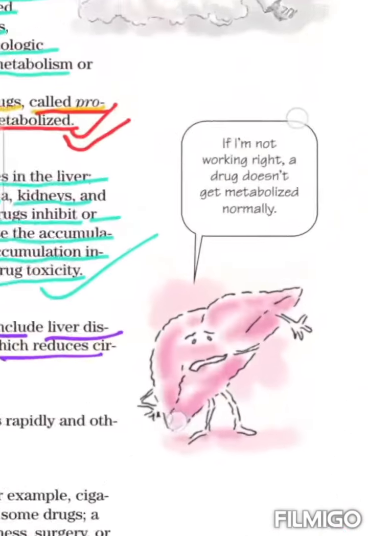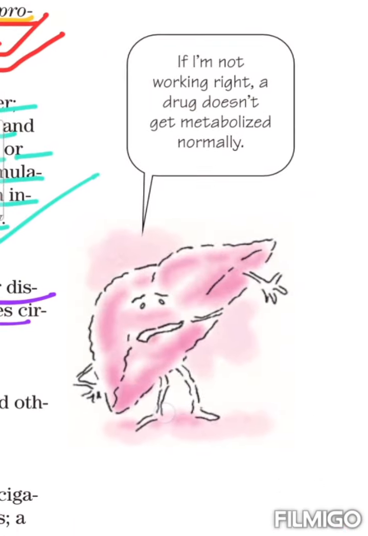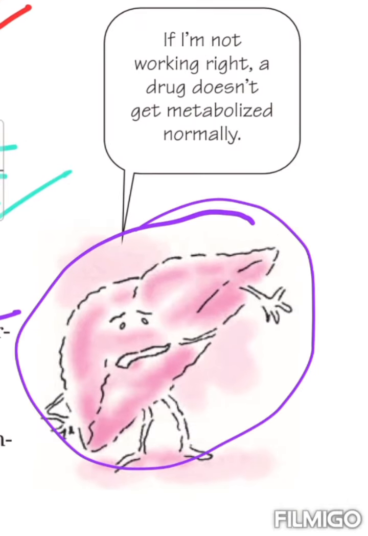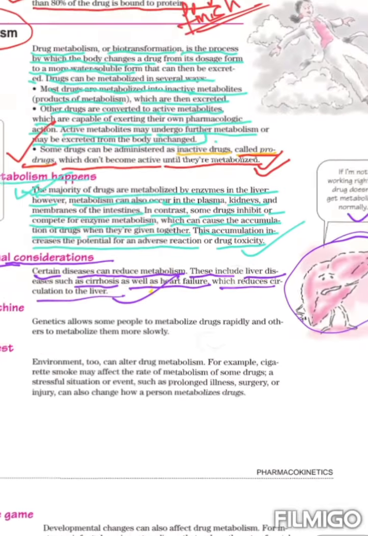Why? I'll show you this diagram. Through this diagram, it can be very clear. This is our liver. What is happening? If I'm not working right, a drug does not get metabolized normally. Fine. If the organ which is involved in metabolism is not fine, then the drug does not get metabolized normally.